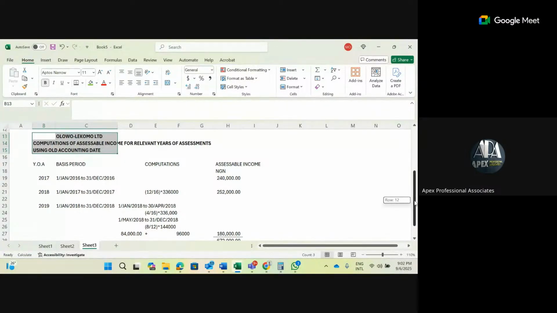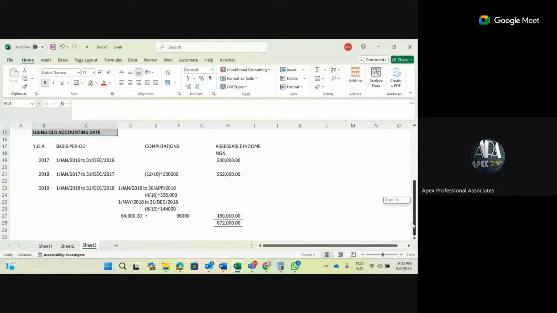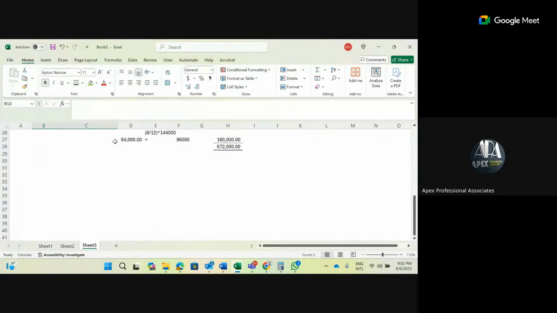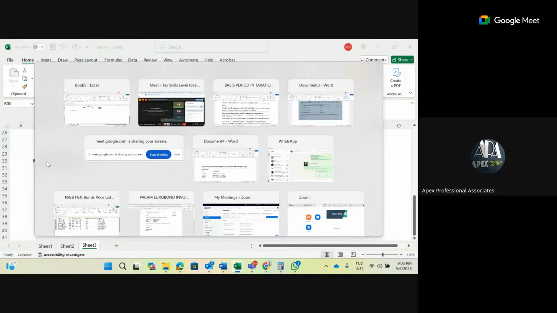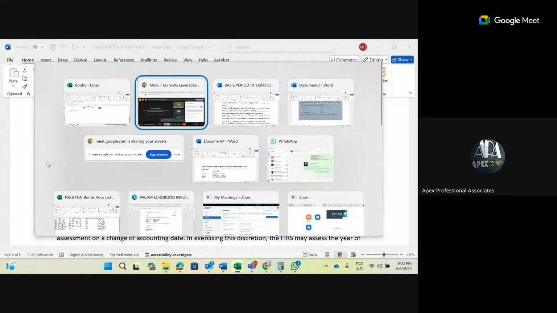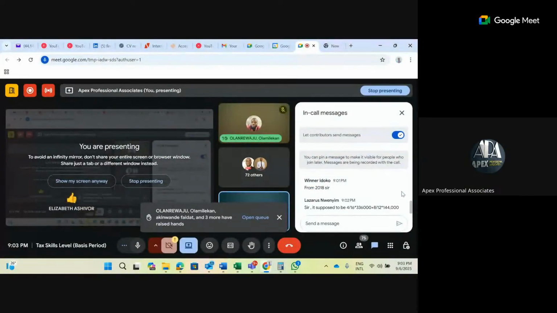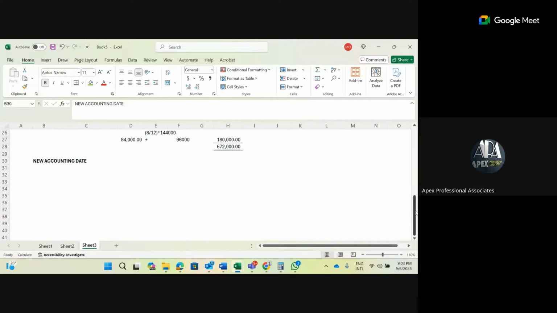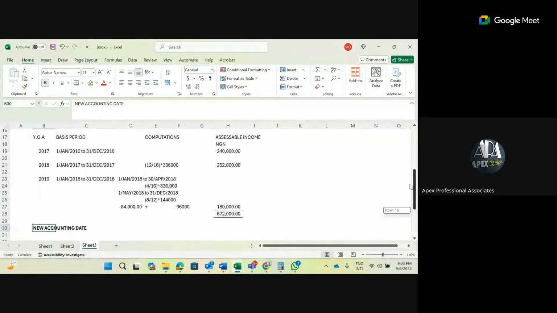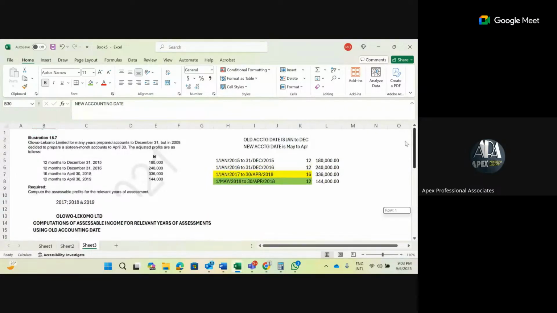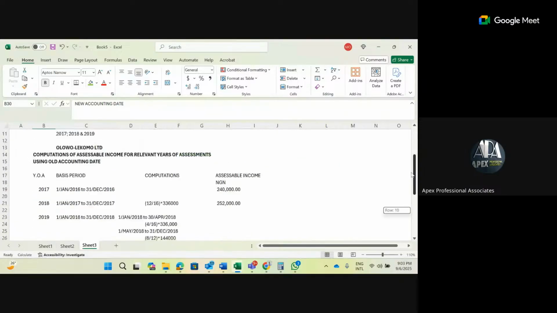The next thing for us is to show the same stuff, now making use of the new accounting date. Thank you so much. So for the new accounting date, what is the period? It's going to be from 1st of May to 30th of April.